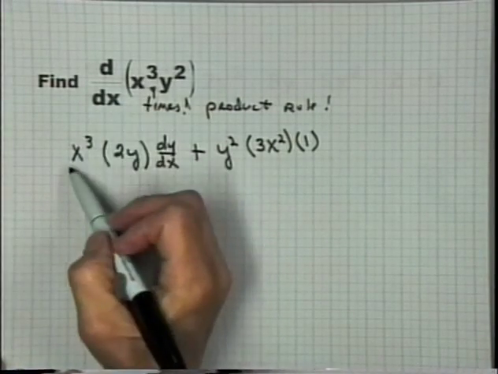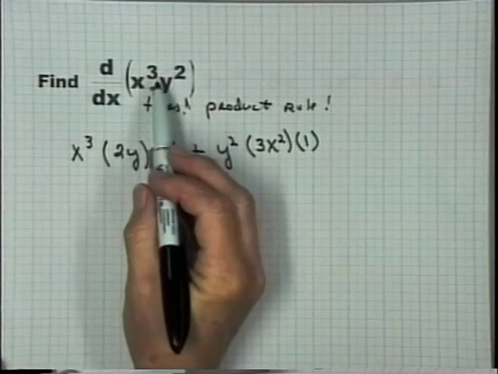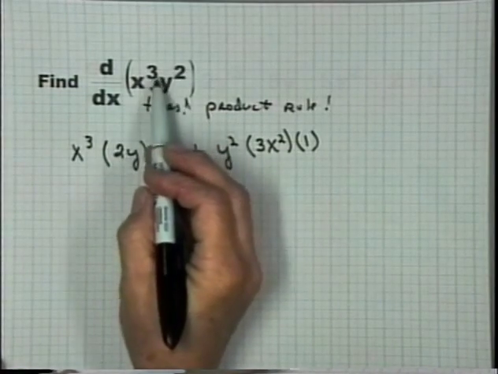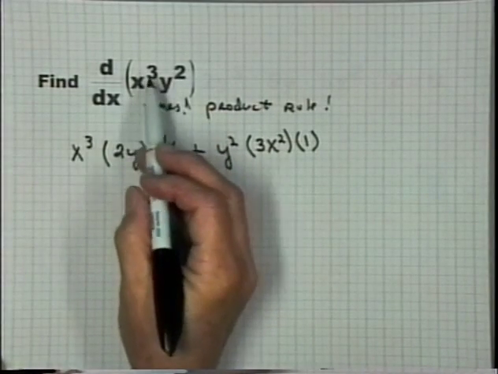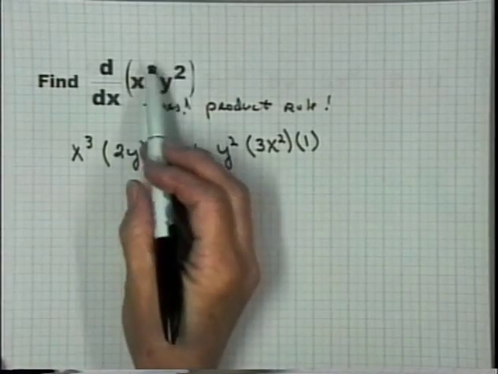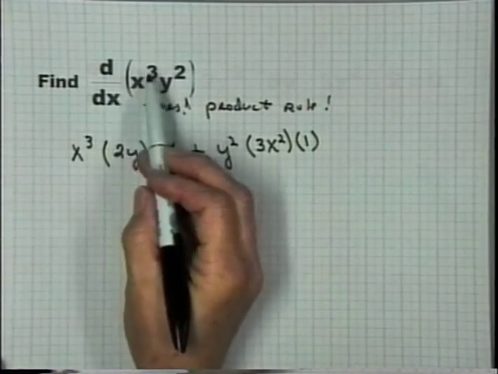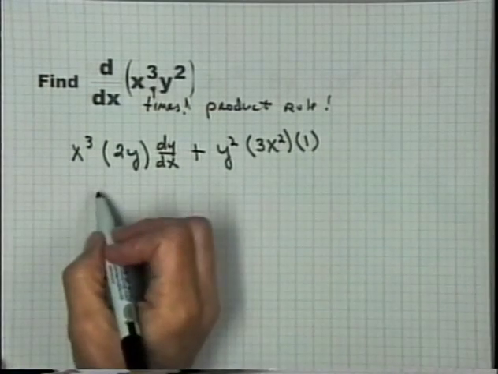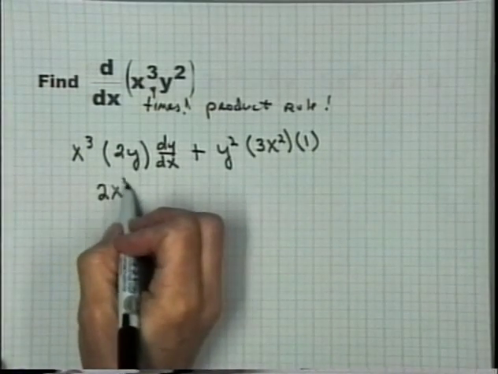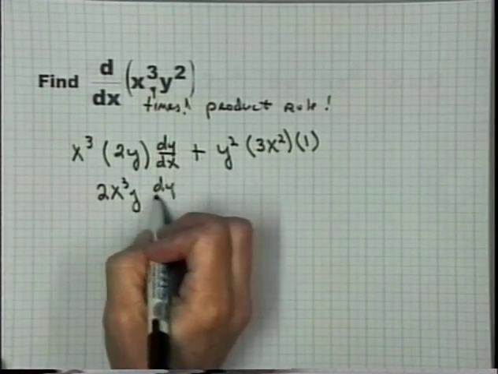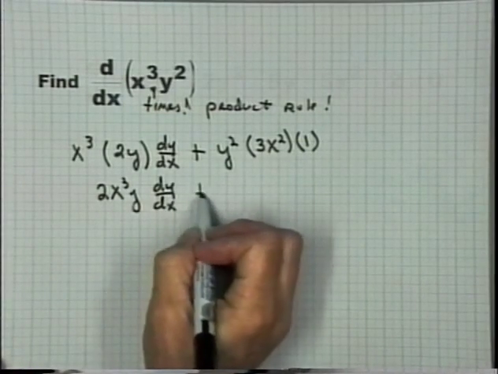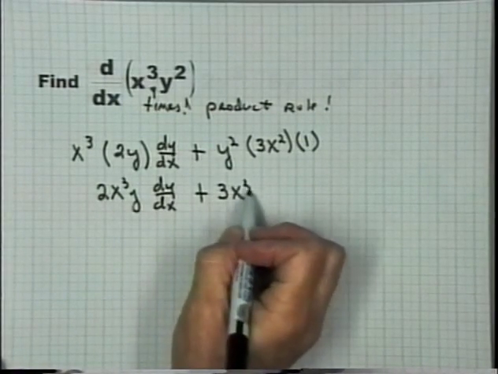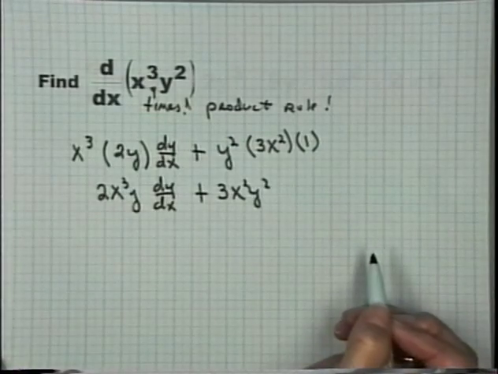Product rule first, derivative of second. This is a power, so do the power rule and then chain rule, derivative of that. Then second function, derivative of first. This is a power. Do the power and then chain rule, derivative of that. Turns out to be a 1. Now I'm going to rewrite this as 2x cubed y times dy dx plus 3x squared y squared. Okay?